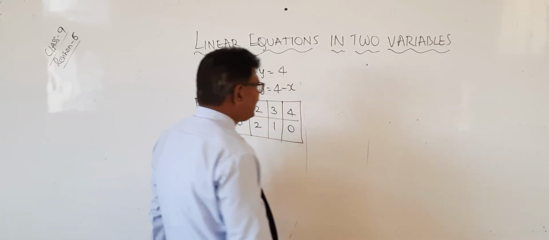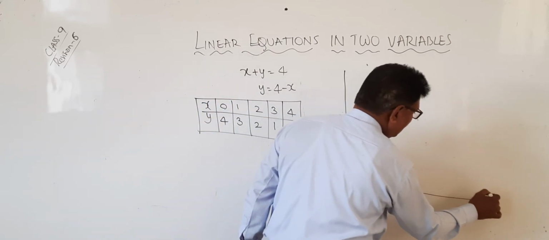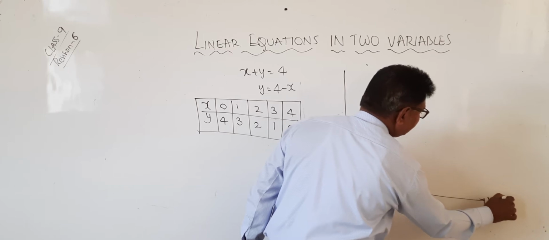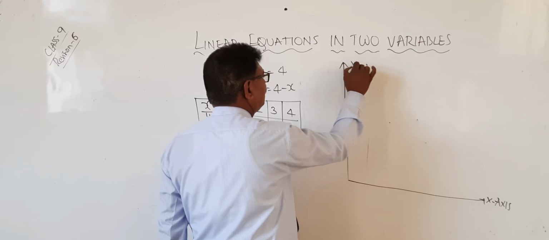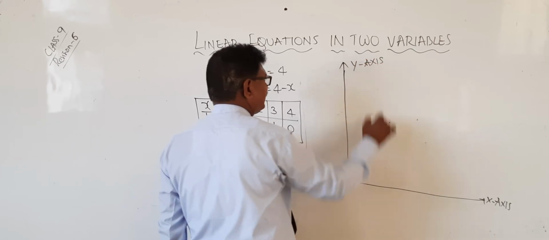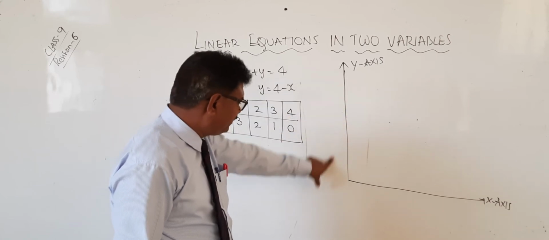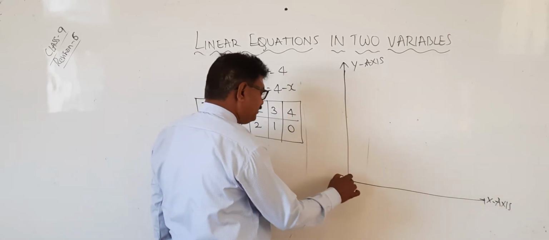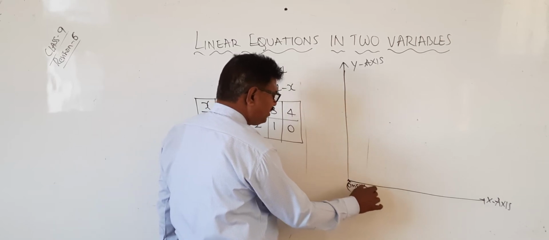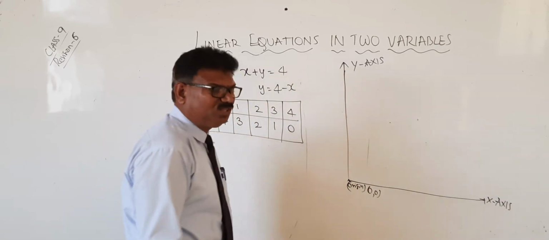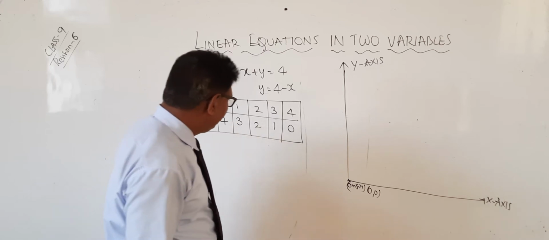How to draw the graph for this? See, it is very, very simple. Horizontal one is always the x-axis and vertical one is always the y-axis. Okay? Axis means what? Axis is nothing but the lines which will intersect at a point. This point is known as the origin, and its coordinates are 0 and 0. Both are perpendicular to each other. Okay?